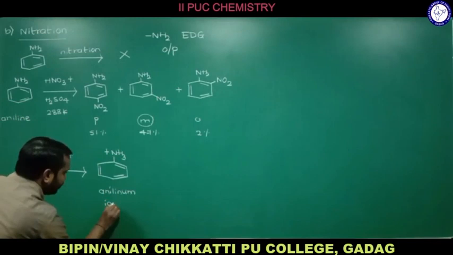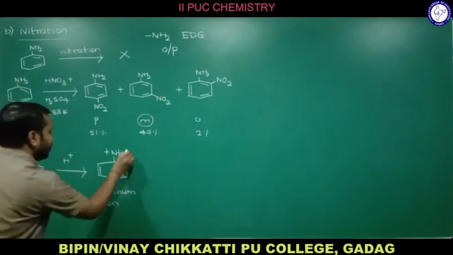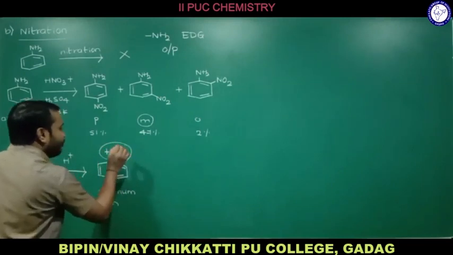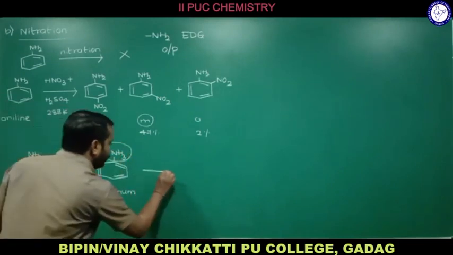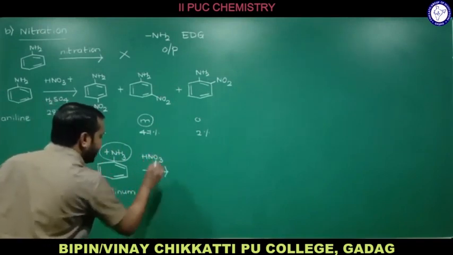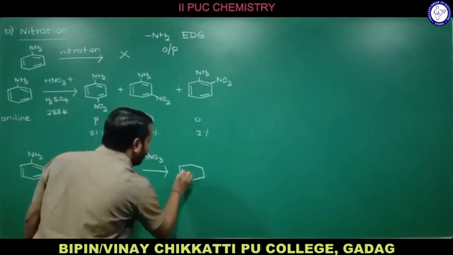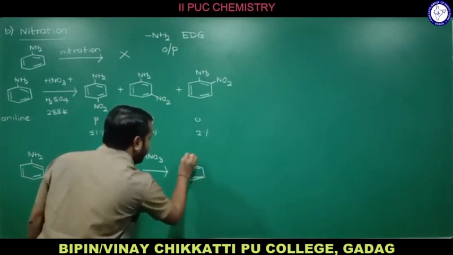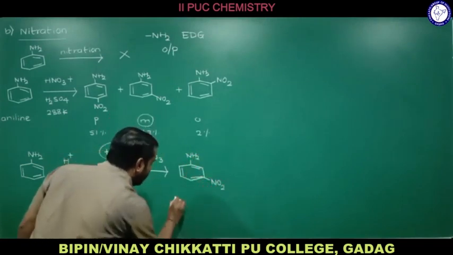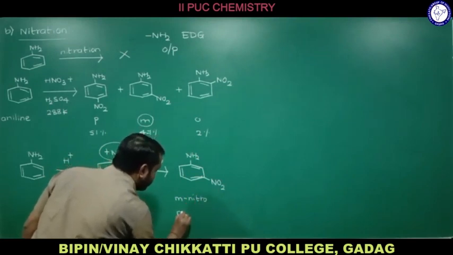Anilinium ion. So in the anilinium ion, this particular group, that is the NH3 plus group, is a meta directing group. So when you consider the anilinium ion and carry out HNO3 nitration, we are going to get a meta substituted product. So NH2 and NO2 we are going to get, and this is meta-nitroaniline.